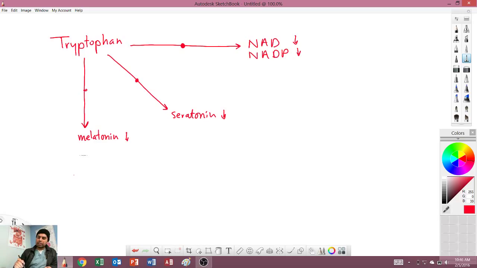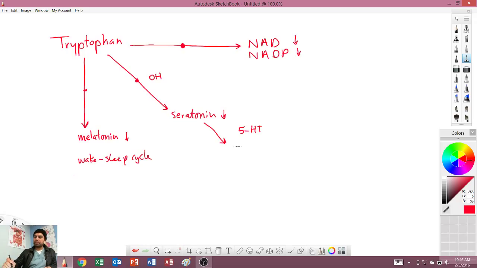Melatonin is needed for what? The wake-sleep cycle, right? Very good. Serotonin is needed for what? Serotonin is the same thing as 5-hydroxytryptophan. It's simply hydroxylation. Let's just add OH to tryptophan, and it becomes serotonin. At position 5 of the tryptophan ring, you add an OH group, and it becomes serotonin.